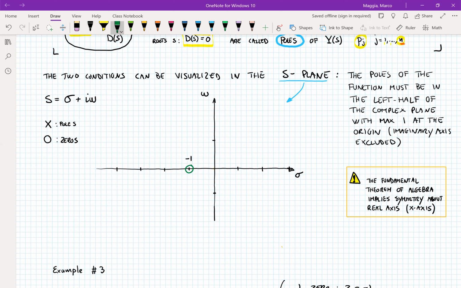All right, so the 4 poles are: one was at 0 or at the origin of the S-plane. Then we had another one at minus 4. And the other 2 were at minus 2 plus or minus I. So here and here.